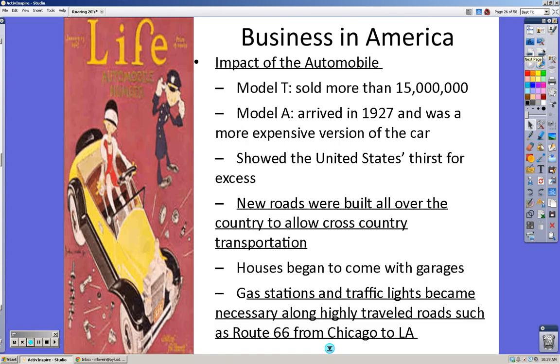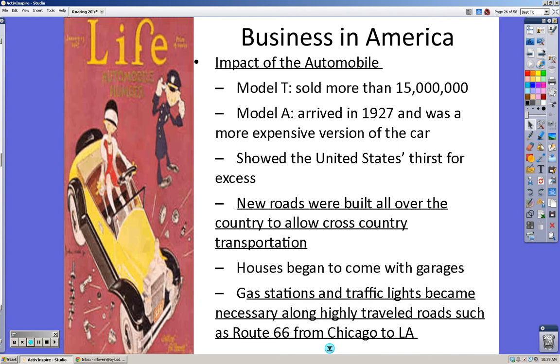One of the biggest businesses we had was the automobile. And so the automobile had a huge impact on our society. The Model T by Henry Ford was able to sell more than 15 million cars. The Model A arrived in 1927, was more expensive.